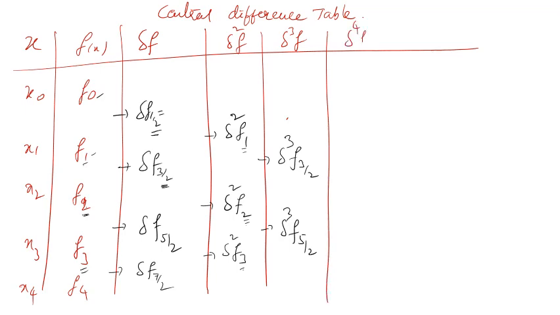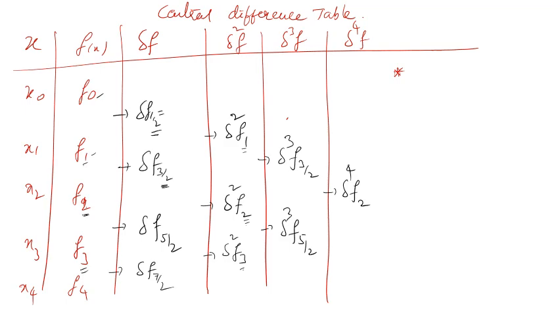Now fourth order finite differences. What is this? Delta power 4, 5 by 2 plus 3 by 2, 8 by 2 means 4. 4 by 2, that is 2. This is the central difference table.